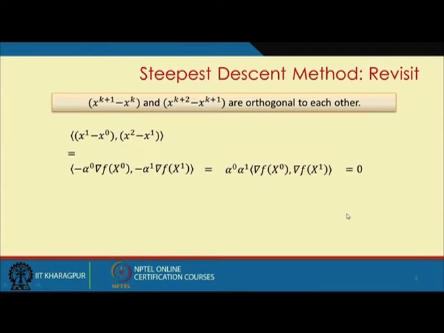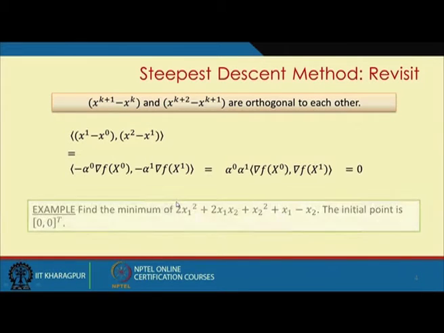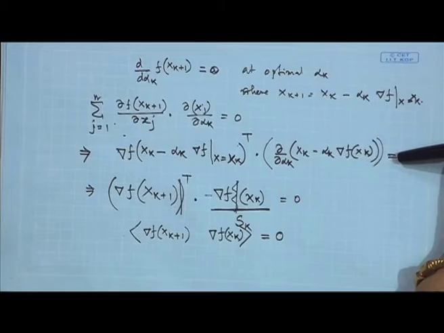Now, from this condition we can say that both the vectors are orthogonal to each other, and we can very easily prove the same fact for general k. Alright. Now, we will use this concept for this problem, after modifying the steepest descent method a little bit. I will tell you what the modification is next.